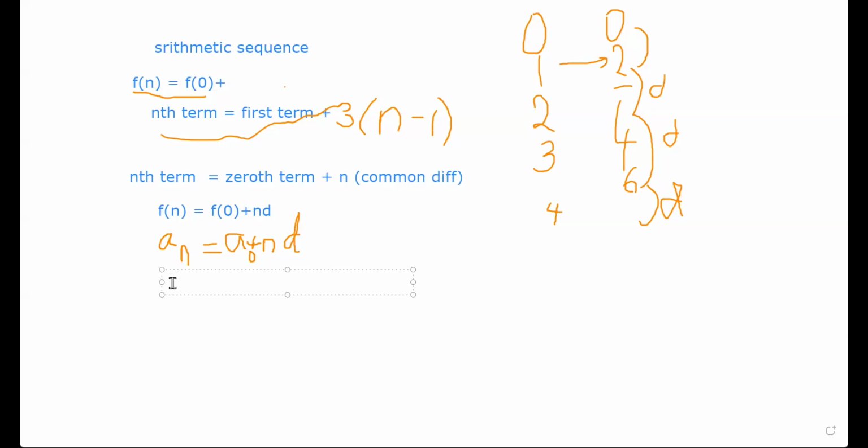That means wherever I see n as the input, I'm going to change it to k. Let's say I want to find the kth term. I will start with f of 0, and then add n minus k common differences to get my kth term. Does that make sense?